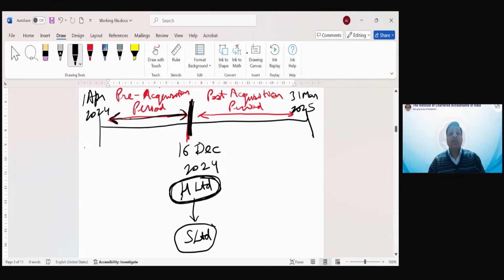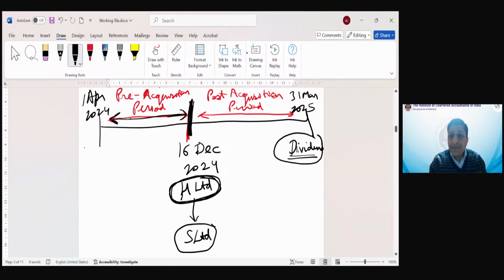See, whenever you have any dividend distribution, that dividend distribution again needs to be looked at. Let's suppose sometime on this date, dividend has been paid. Okay, now dividend has been paid, and this dividend has been paid for the year. Yes or no?